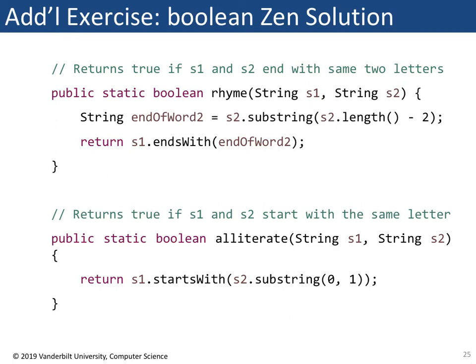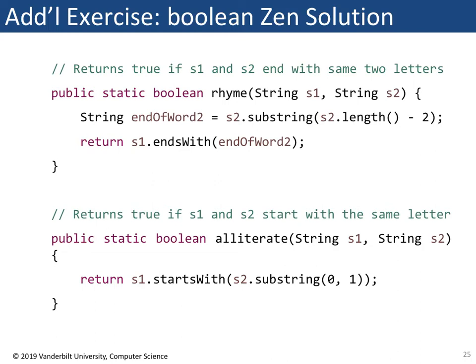So we need to get access to the last two letters of one of the strings. To do this, we're going to declare a string variable, and we're going to call it endOfWord2. And we're going to assign it the value. Now, this is an expression which will result in a string value. So we're assigning endOfWord2 whatever results from the evaluation of this expression.